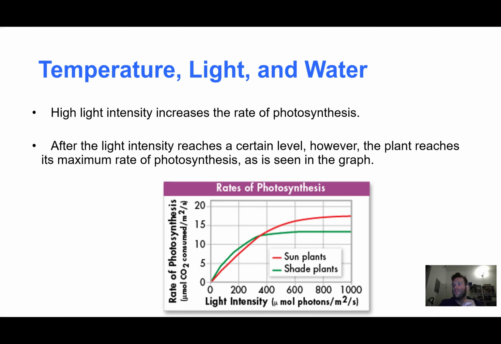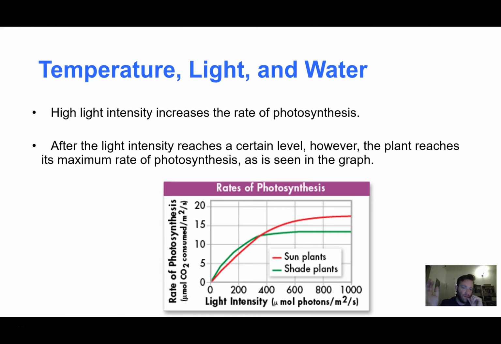So this is why sometimes, when you take, say, a shade plant and put it in full sun, it can get scorched, it can end up damaging it. It's just because it doesn't have the ability to protect itself, because it doesn't have enough pigment to absorb that extra energy. Okay. But there is a point where we reach a maximum.